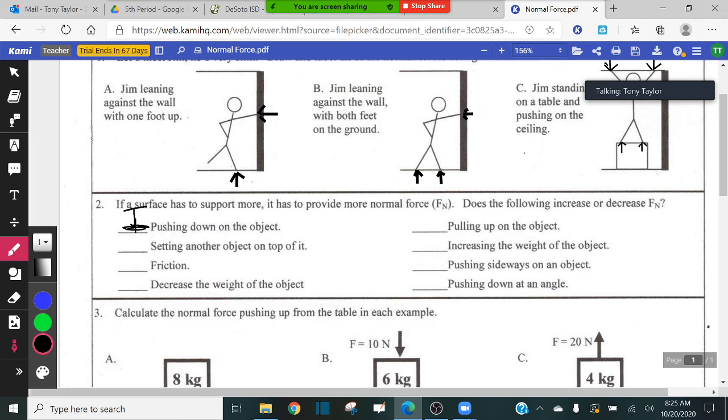So just thinking logically here. Guys, what do you think on number 2? If you have an object sitting on top of some surface and you sit another object on top of it, what does that do to the normal force? Does that increase it or decrease it? That should be obvious. You're sitting one object on top of the other. So in that situation, the normal force should increase.